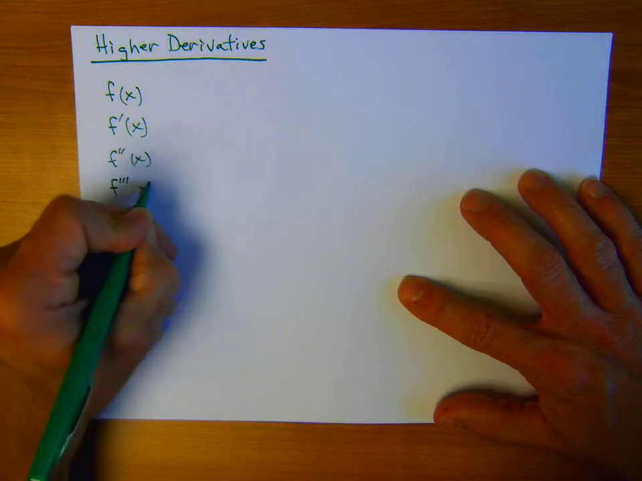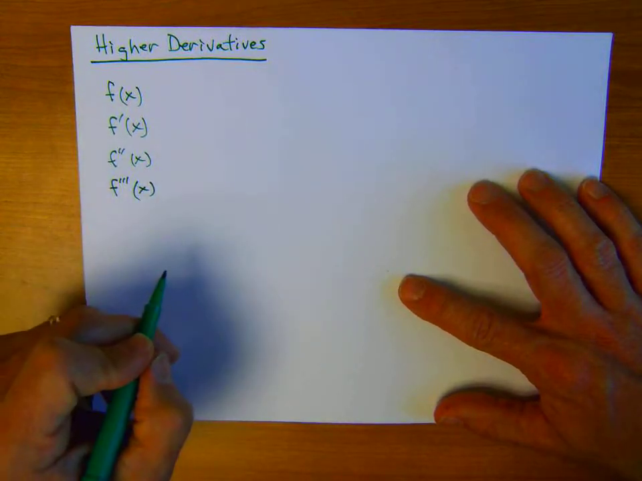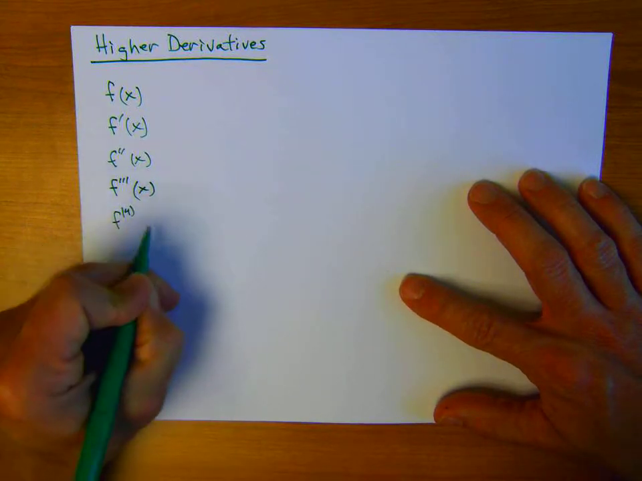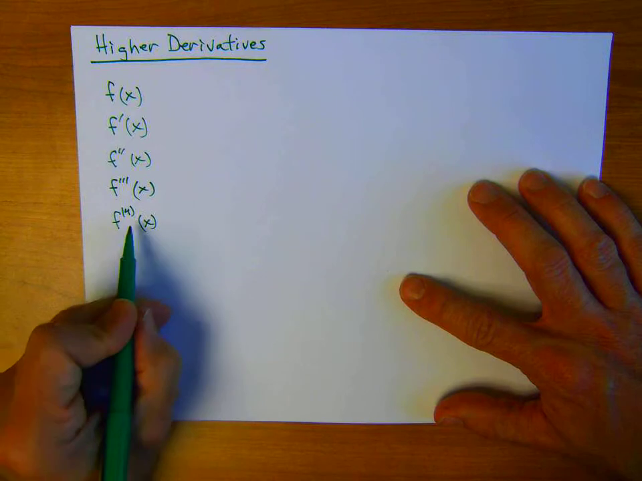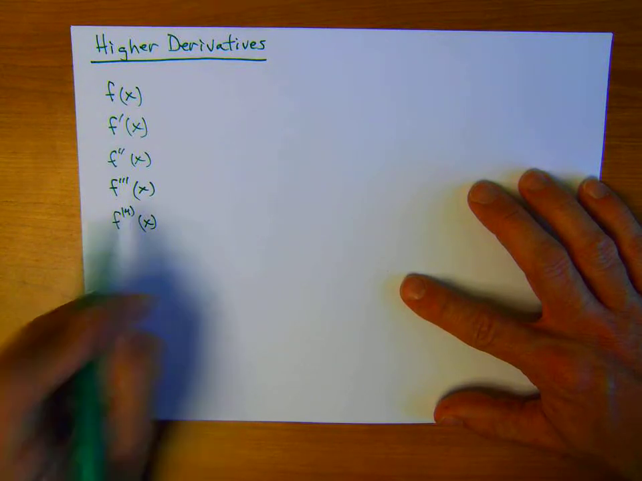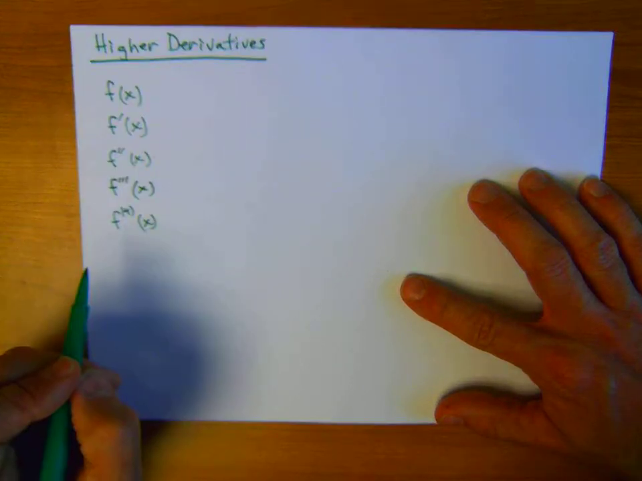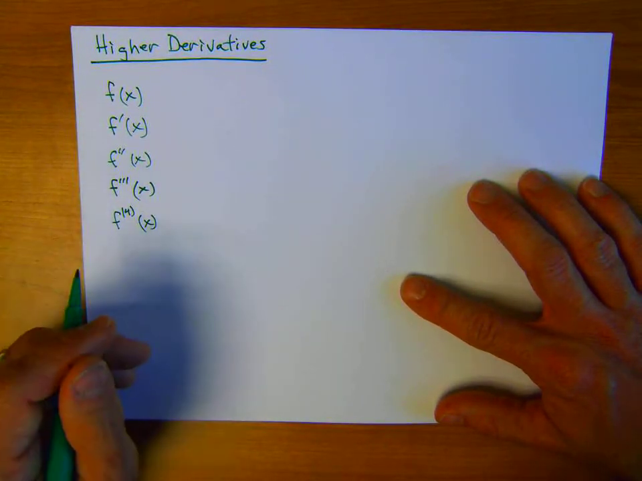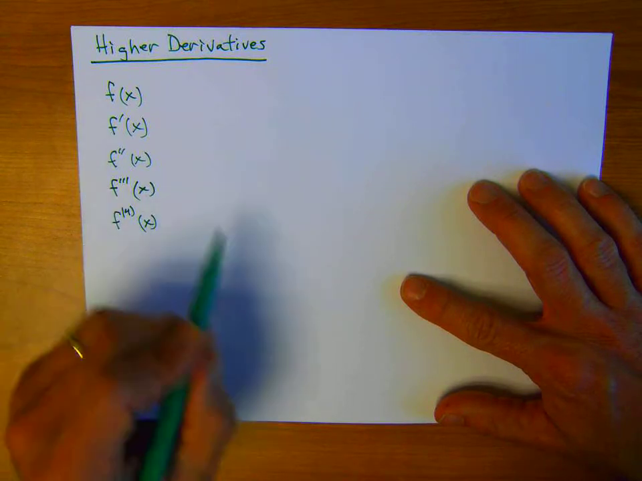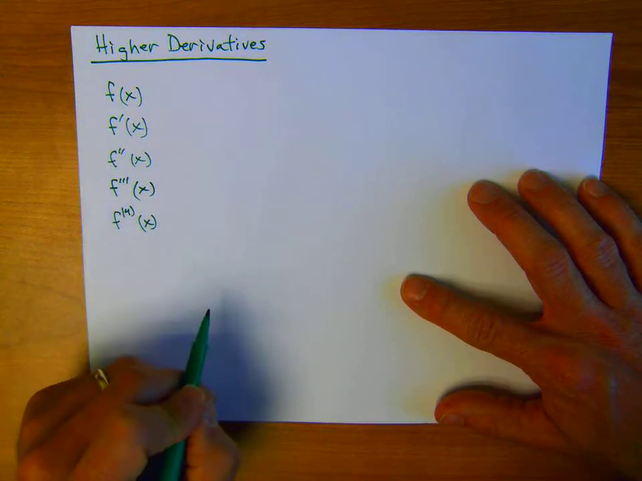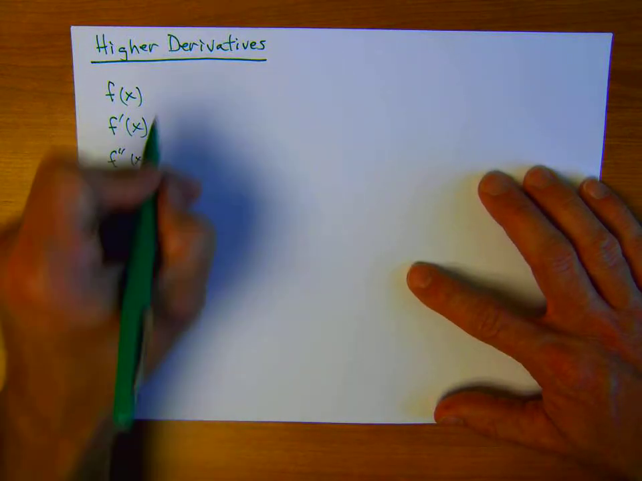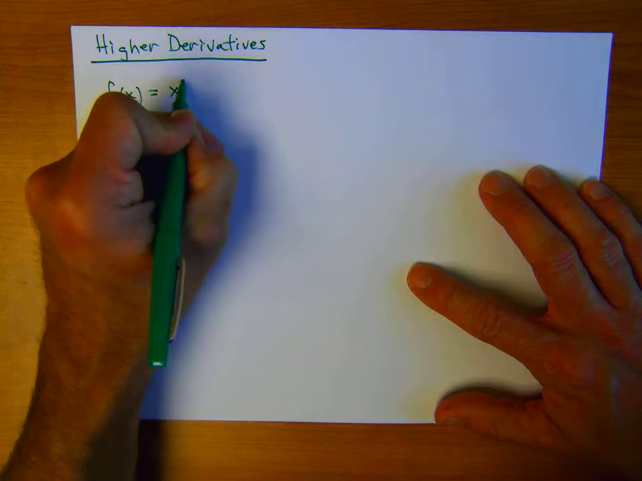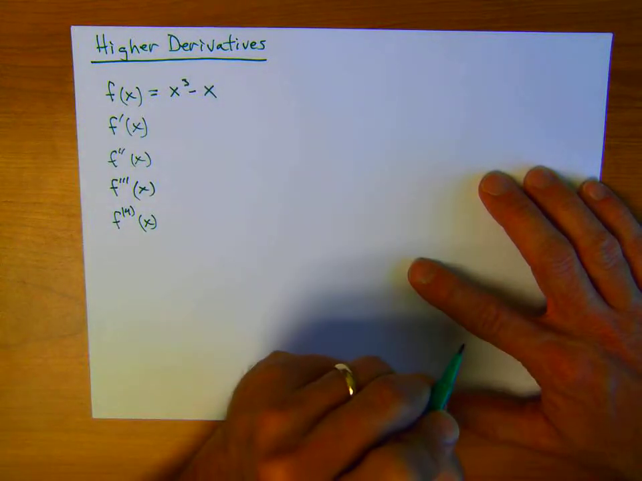Notationally, I just want to point out that after 3 primes, the convention is to start putting a number up there in parentheses. So the fourth derivative of f, we would denote this way. It just gets too cumbersome otherwise. You can glance and see 3 primes, but beyond that it might be hard to tell the difference between 7 and 8 little prime marks, so we use this notation.